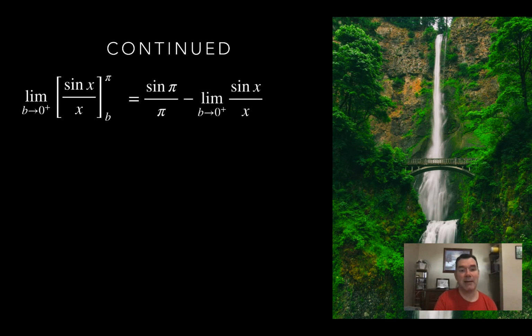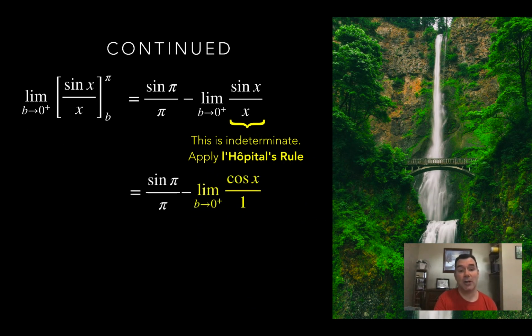So that's going to be the sine of pi over pi minus that limit of sine x over x. Well, that sine x over x is indeterminate because I'm going to get 0 over 0. And so I use L'Hopital's rule. I'll still get sine pi over pi minus the derivative of sine x, which is cosine x, and the derivative of x is going to be 1. If I plug 0 into that, I don't get indeterminate anymore. I don't get 0 over 0. Instead, I get 1 over 1. Sine pi over pi simplifies to be 0 over pi, which is just 0. So my expression ends up being negative 1.